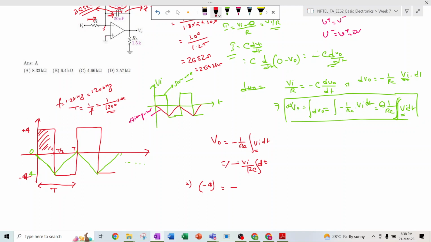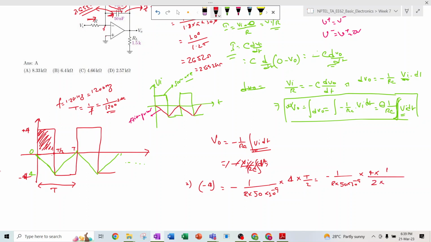so we ignore this part. So this is minus 1 divided by R into C, which is 15 nanofarad, 15 into 10 to the power minus 9, into integration of Vi dt. Integration of Vi dt means whatever is the area under this curve, right? So what is the area of this curve? This is 4, and this is 4 into T by 2. So it will be minus 1 divided by R into 50 into 10 to the power minus 9 into 4 into 1 divided by, what is the value of T?